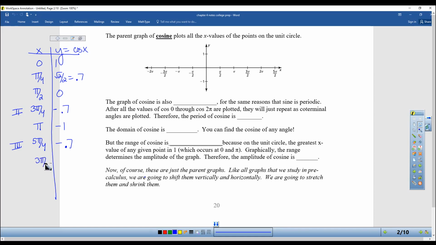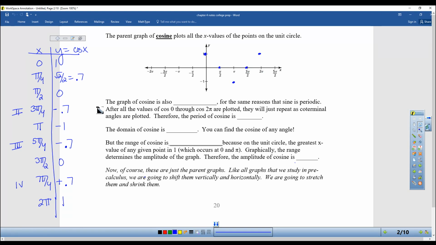And then 3 pi halves. Cosine of 3 pi halves is 0. And cosine of 7 pi fourths, cosine in quadrant 4 is positive, so the reference angle is still pi fourths, but now it's positive 0.7. And then 2 pi makes us go all the way around the unit circle, and we are back to 1. So the points that I want you to know for cosine are that cosine starts at 1. At pi halves, it's at 0. At pi, it's at negative 1. At 3 pi halves, it's at 0. And at 2 pi, it goes back up to 1.